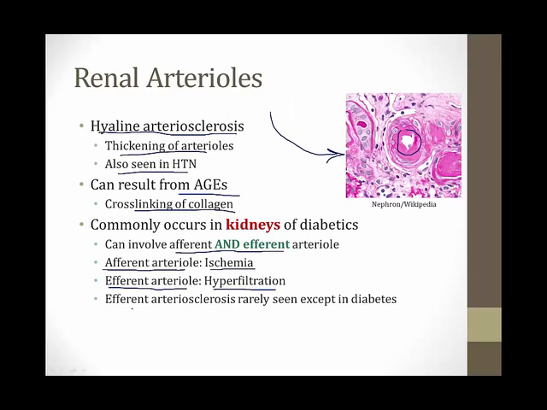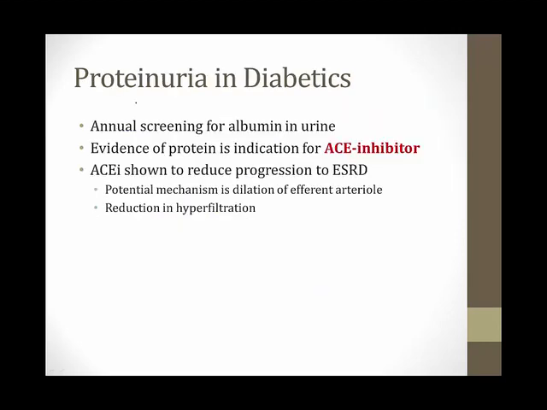And a key point to note here is that efferent arterial sclerosis is rarely seen except in diabetes. That is a relatively unique feature of diabetes, something that is high yield for you to know for your boards. While we're on this topic, let me pause and mention proteinuria in diabetics. Diabetics are screened annually for evidence of albumin in the urine because it is an early indicator of diabetic kidney disease. And there is good clinical trial evidence that protein in the urine is an indication for an ACE inhibitor.